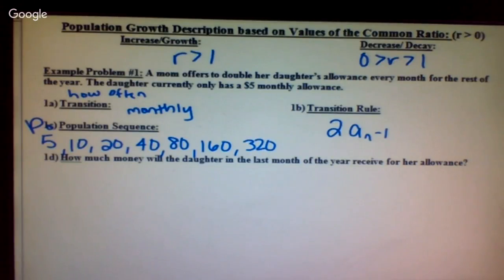She's making bank right now. In the 6 months, she's going to get a $320 allowance. That's crazy. I want her life. Right? Can her mama adopt me?